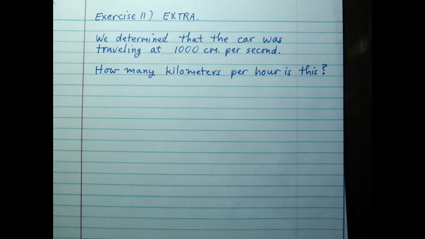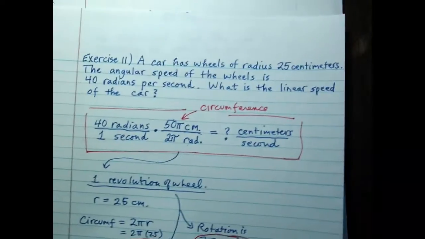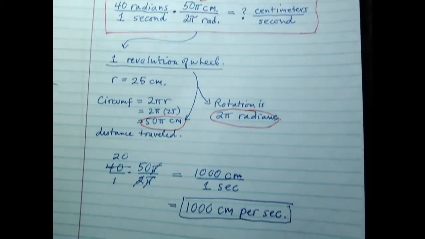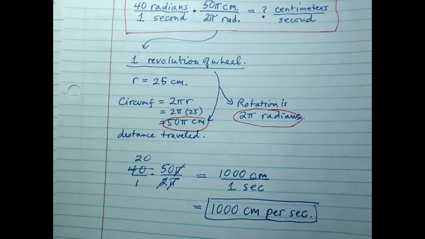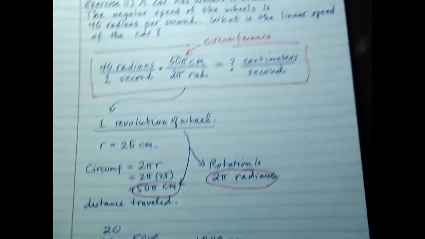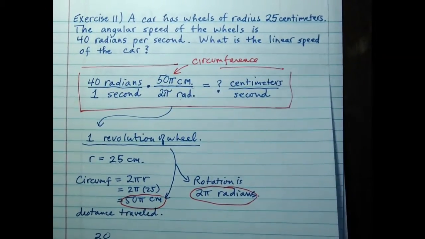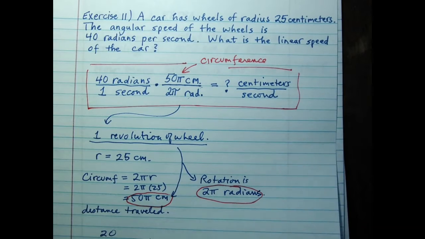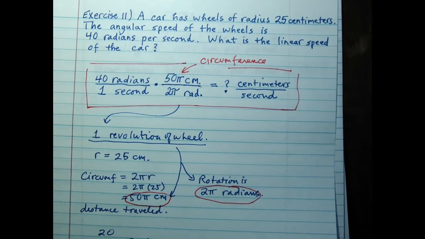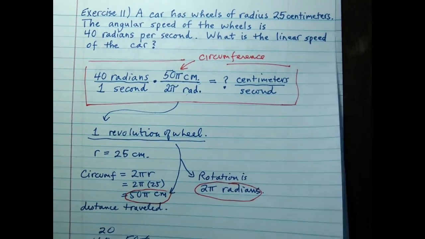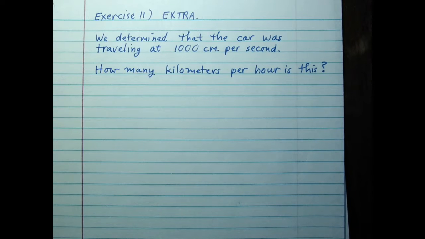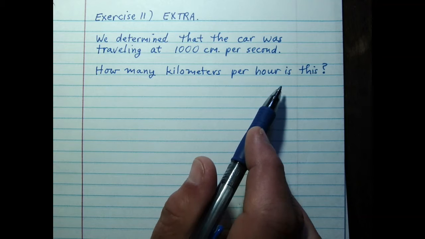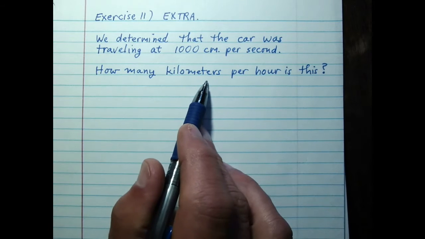So I want to say just a couple more things about exercise 11 that we already solved. We solved exercise 11 and we got the linear speed of 1,000 centimeters per second. We were allowed to choose the units for that problem. And I guess I just want to think about, well, what if they told us the units we had to use? So for instance, what if they said we had to express the answer in kilometers per hour?